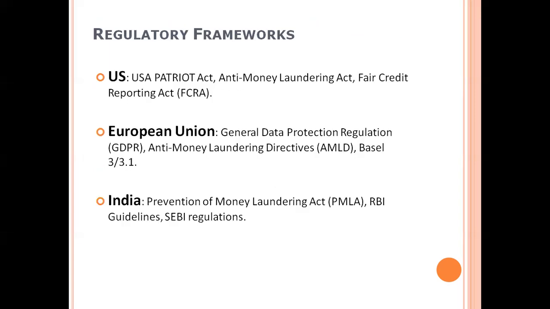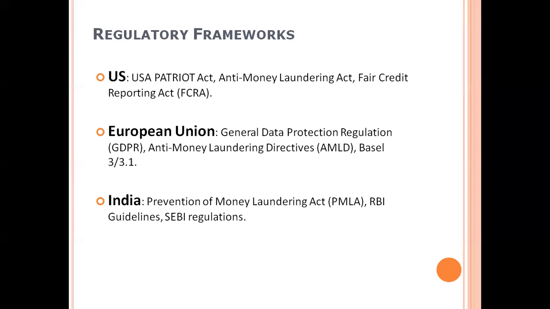Then the regulatory framework, how it is. For the United States, it is the US Patriot Act, Anti-Money Laundering Act, and Fair Credit Reporting Act, which is FCRA. These are all the regulatory framework. Like when a bank will lend money to a borrower, if it is a corporation or any individual, then that person or the corporation will be screened through these acts like US Patriot, Anti-Money Laundering, and the FCRA Act.